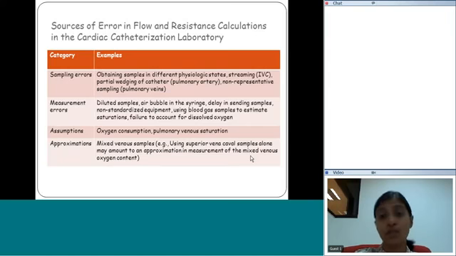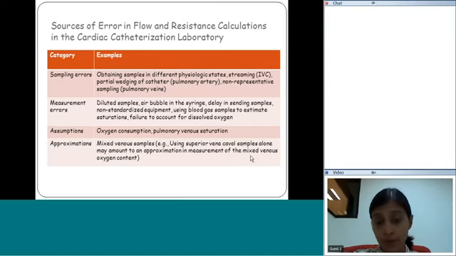Then make sure that the sample is not diluted. You shouldn't have flush along with it. You should take a good discard and then take your sample. Then make sure there isn't an air bubble in the syringe. If there is an air bubble, make sure you remove the air bubble before you actually analyze.